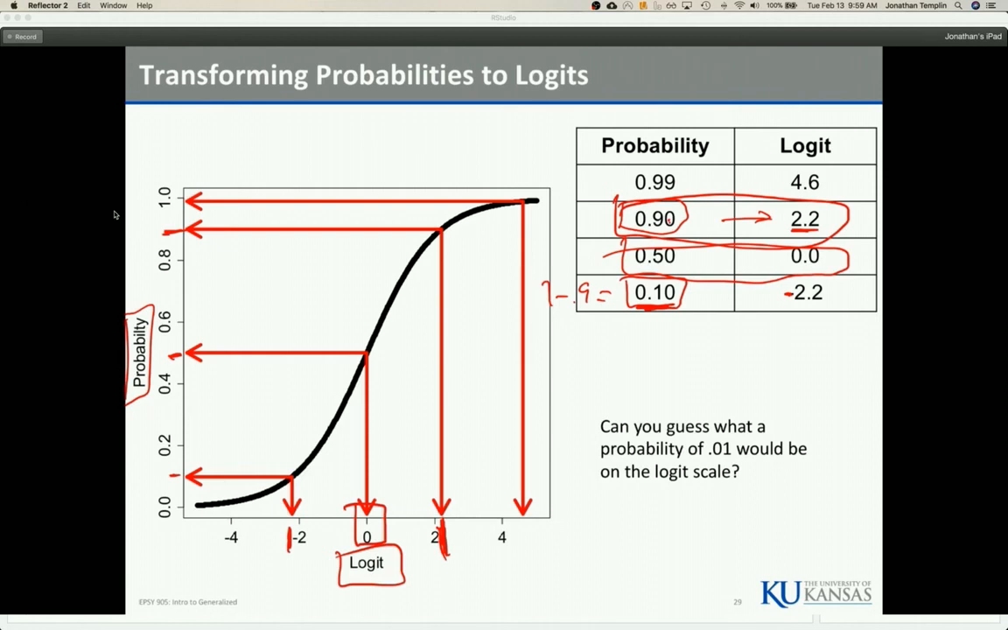So a probability of 0.99 gives a logit of 4.6. Again, if you see a predicted value of 4.6, you know it's almost certain this event occurs, 0.99. So what do you think a probability of 0.01 would lead to on a logit? Well, 0.99 plus 0.01 gives us 1, so 0.01 is complementary to 0.99. That would give us a logit of -4.6. So it would be down over here, right there.